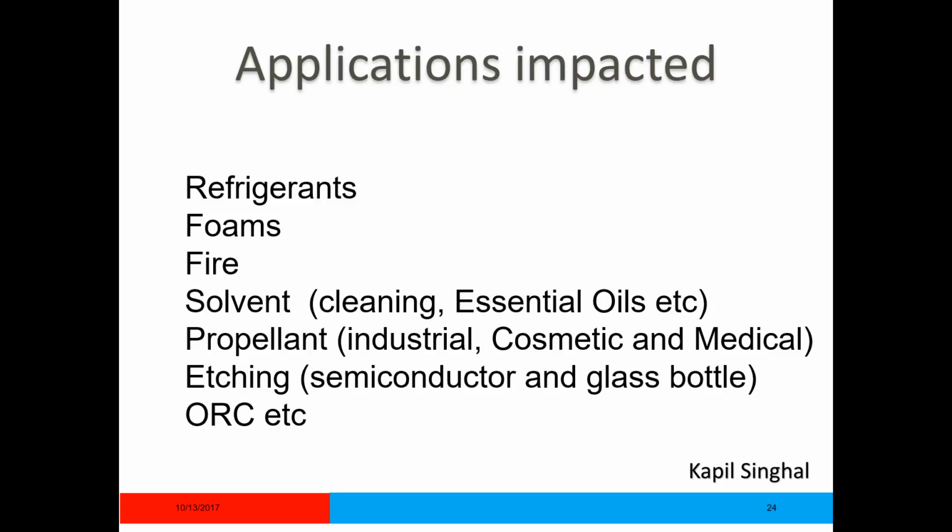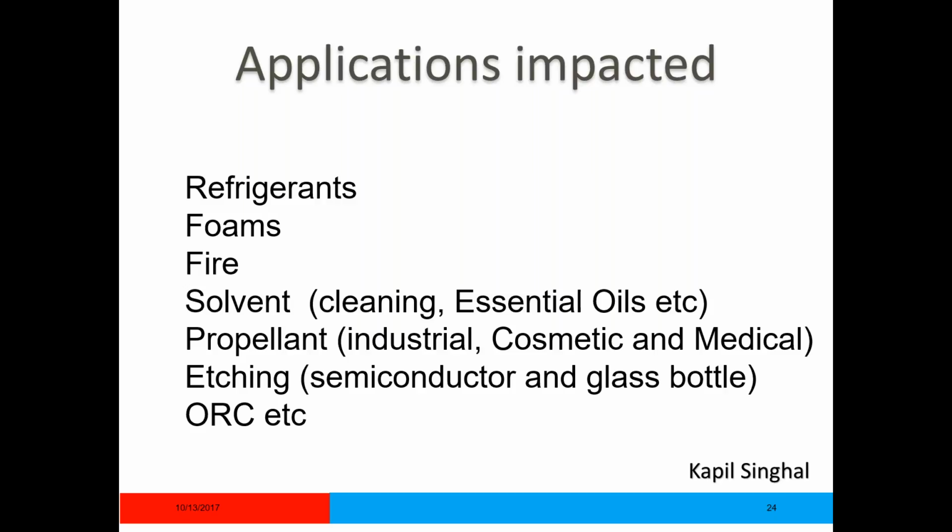Etching application is something which is interesting. The electronics industry is increasing, so a lot of the semiconductor industry uses HFCs for etching of the wafers. That is very highly emissive, because almost all of it is emitted. And then the glass bottles: a lot of these expensive wine bottles are etched inside so that the bottle does not decolor by these HFCs. That is also something which will be controlled and impacted.